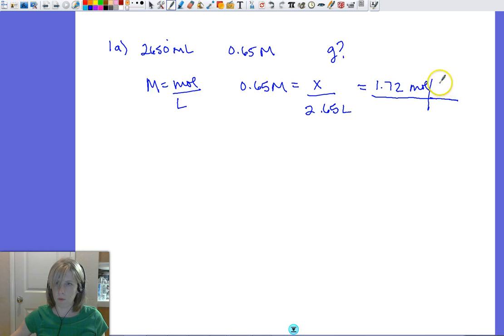And now since it asks for grams, we're just going to use our molar mass and convert it. So we have 1 mole, and the molar mass of calcium phosphate is 310 grams. And that gives us 534 grams.